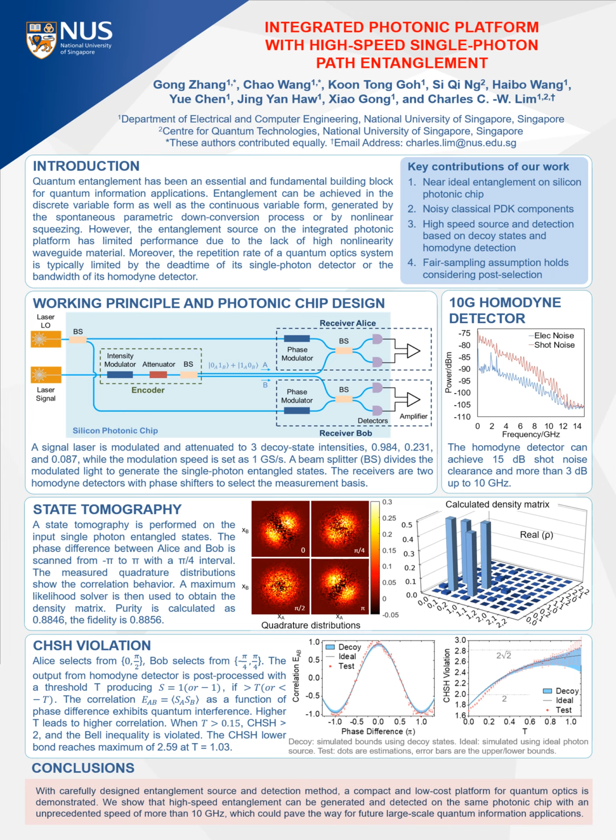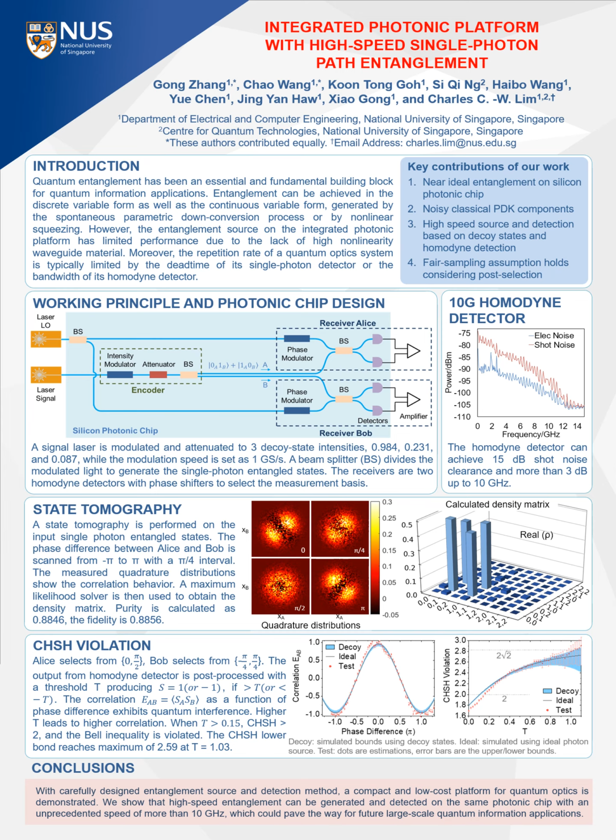The source is a discrete variable source, which is based on decoy states that post-select the single photon contributions, while the detector is based on homodyne detection. We designed the repetition rate up to 10 GHz, and we also proved that in our case, considering post-selection, the fair sampling assumption still holds.